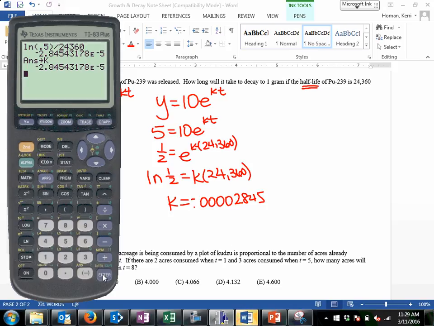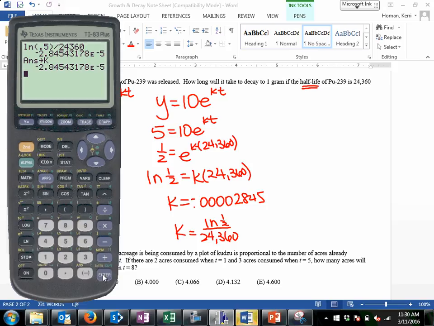Keep it in your calculator. It's fine if you do scientific notation, but keep it in your calculator though. Since this is such a small number, if you round it even just a little bit, it's going to affect your answer, so store it in your calculator. You could also write k as the natural log of 1/2 divided by 24,360, and that is also fine.